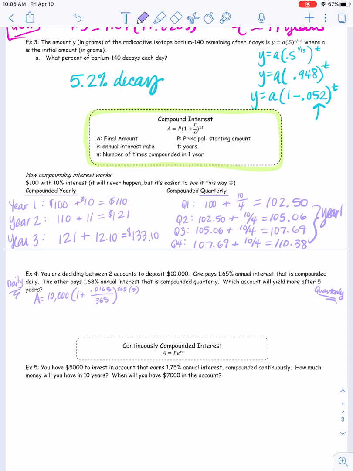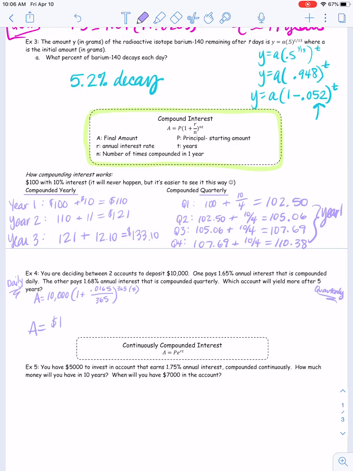I can plug this straight into my calculator. Okay, be careful with your parentheses and how you're inputting this. But when you plug that into the calculator, your final amount that you get will be $10,859.97.